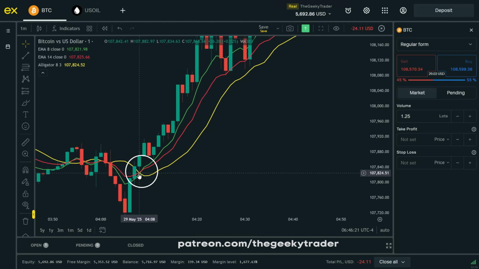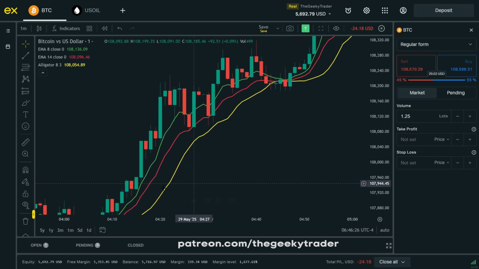But there's more. Check out the yellow line, which is the lips of our alligator indicator. It's not just there, it's actually moving away from both the green and red lines. This widening gap between them is like the market's way of saying, hey, this trend is strong and healthy. So this combination, green above red and the yellow line pulling away, gives us a strong buy signal. That's the green light to jump in and ride this move.